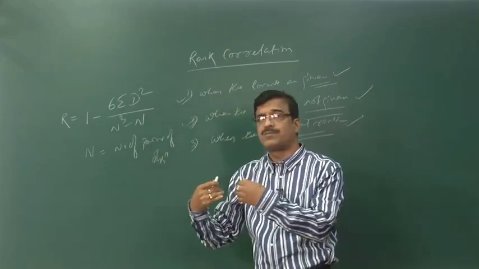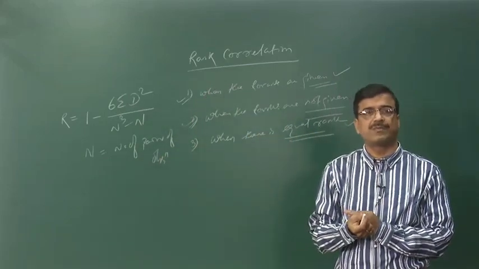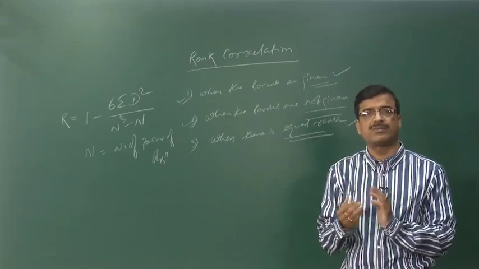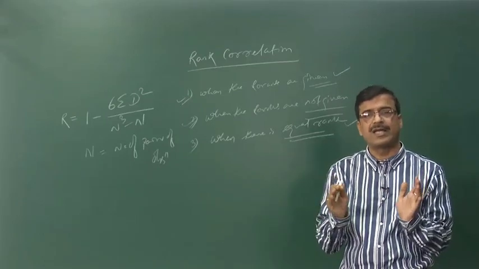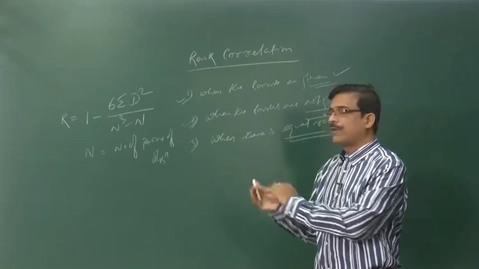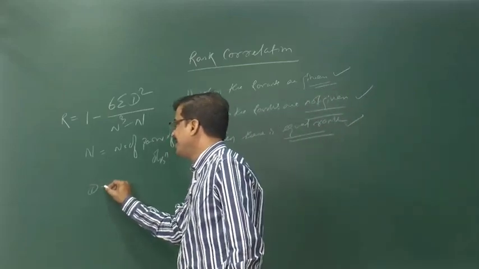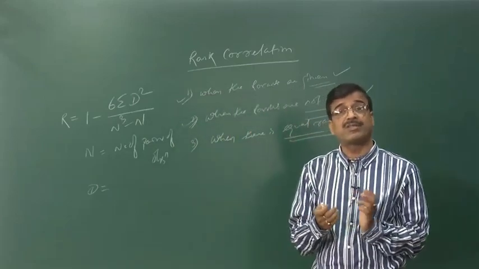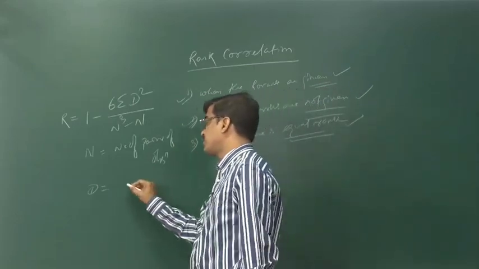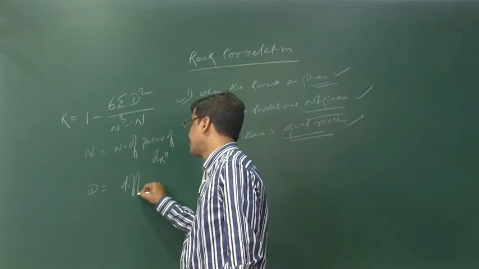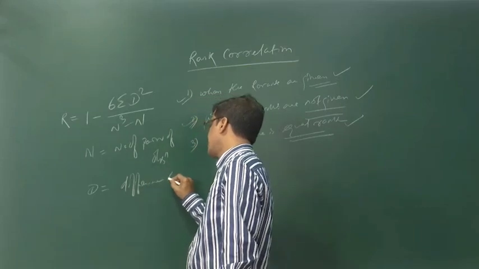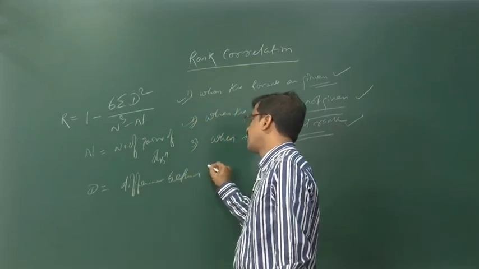How many pairs of observations do we have to consider for the purpose of calculating the relationship between the two variables? That is called the pair of observations. Now, what is D? D is the deviation among the ranks, that is, the difference between the ranks.